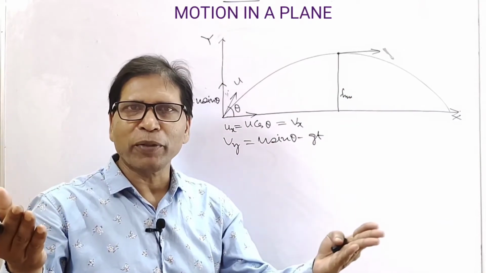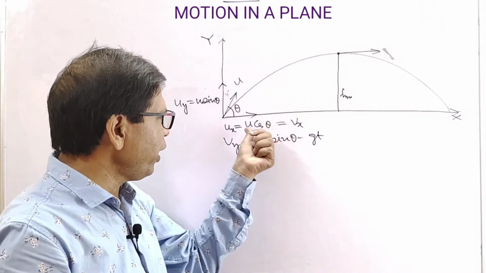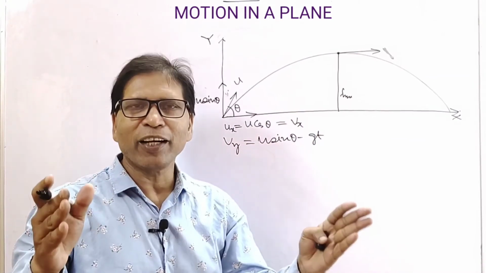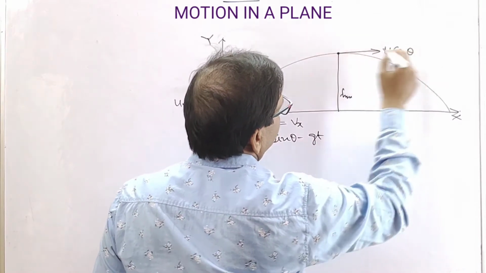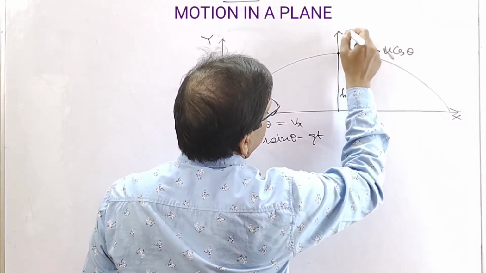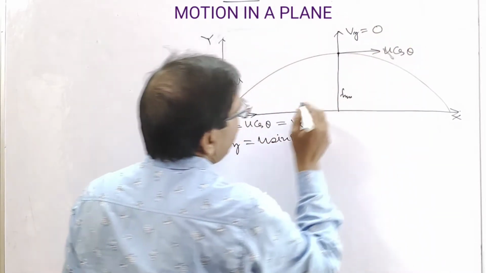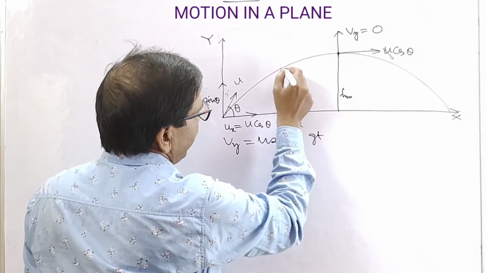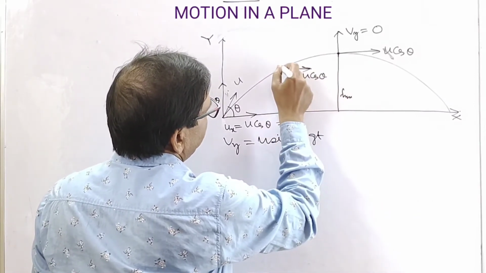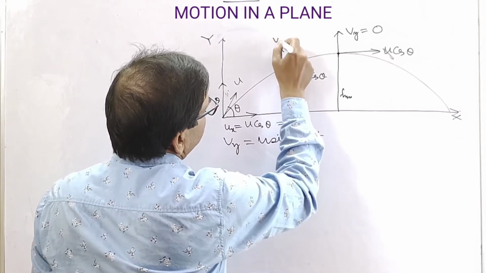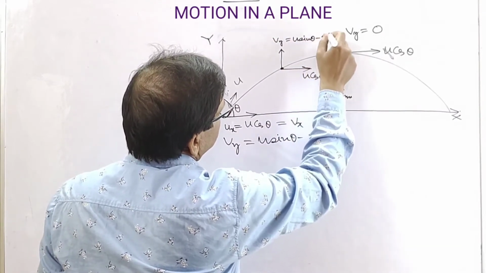At the top point of the journey, that is the position at maximum height, the body has only the horizontal component of velocity, that is u cos theta, and the vertical component of velocity vy is equal to 0. Now at any point, the horizontal component of velocity is u cos theta and the vertical component of velocity is vy equal to u sin theta minus gt.